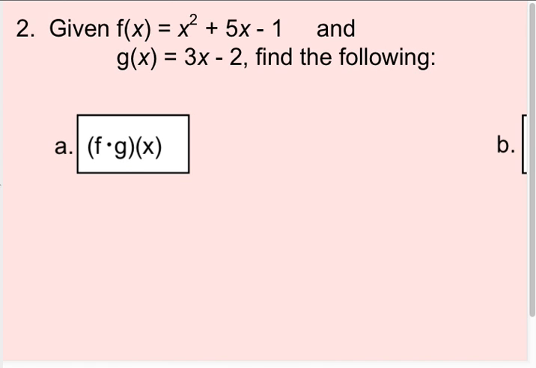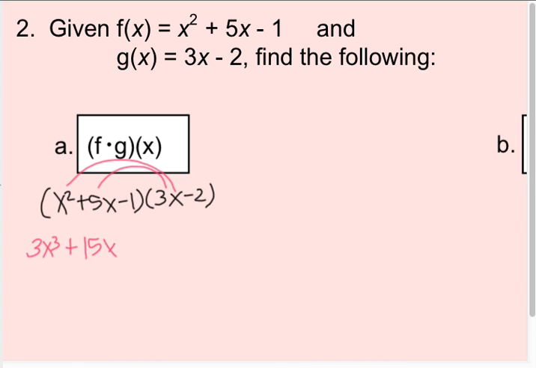Okay, example 2. This time we're going to go ahead and multiply the two functions. So I would have x squared plus 5x minus 1 times 3x minus 2. And we need to distribute. So I need to take my 3x and distribute. So I would get 3x to the third plus 15x minus 3x. Okay. Now I'm going to go ahead and multiply everything by my negative 2. So I would get negative 2x squared minus 10x plus 2.